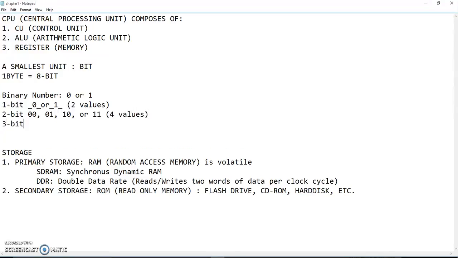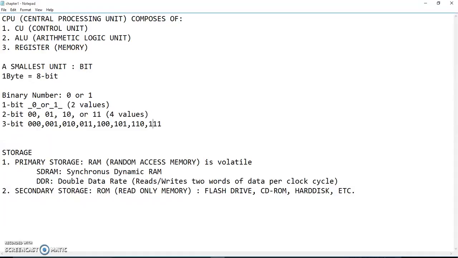How about if I have 3 bits? I should use lowercase when we talk about bit. Uppercase for byte. I'm talking about the capitalized B for byte, lowercase b for bit. So how many values can I represent if I have 3 bits? We can start to say 000, 001, right? 010, 011, 100, 101, 110, and 111.